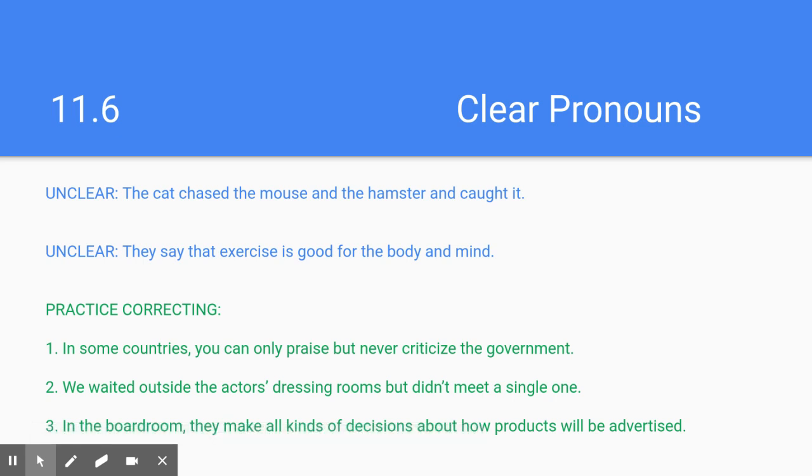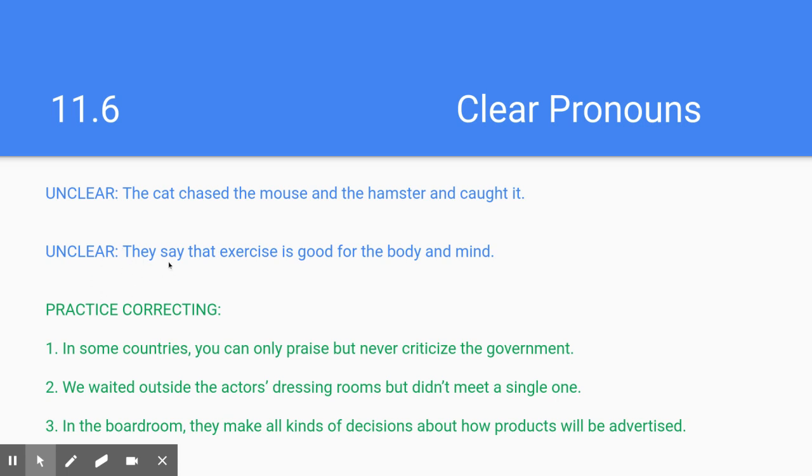You may have seen when you type your essay, sometimes I write ambiguous pronoun. This is what this practice is trying to correct. So the cat chased the mouse and the hamster and caught it. In that case, I don't know if the it is referring to the mouse or the hamster, right? It's just not clear. This one, they say that exercise is good for the body and the mind. I'm thinking, who the heck is they, right? So you want to be more specific, I don't know, PE teachers say that exercise is good for the body and the mind, whatever it is. You want to just be specific with your pronouns. I need to know who you're referring to.